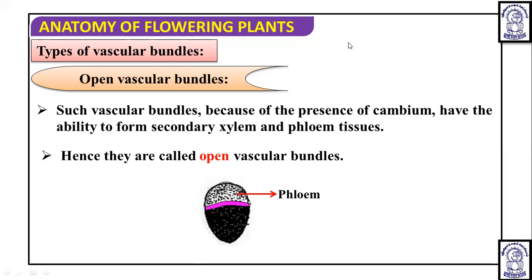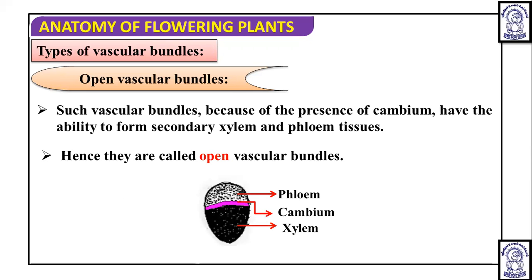So suppose this is the phloem, this is the cambium, this is the xylem. Now, if phloem is present on the outside and xylem is present on the inner side, then this particular type is also known as conjoint. This presence of phloem on the outer side and xylem on the inner side is known as the conjoint type. And if cambium is present, we call it conjoint open.